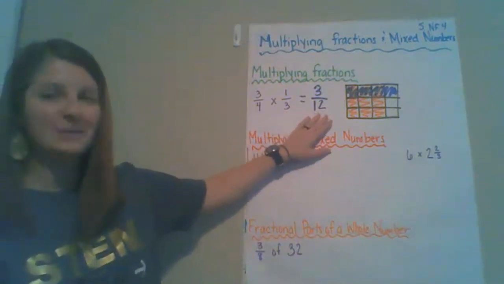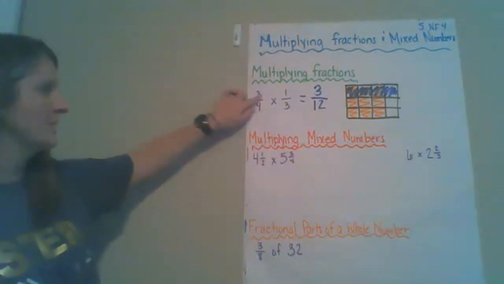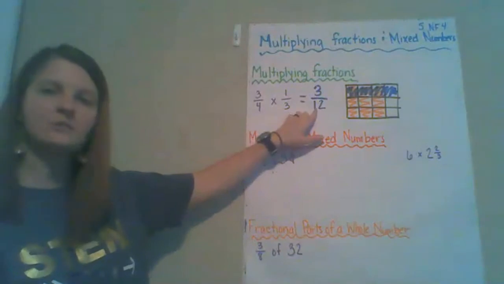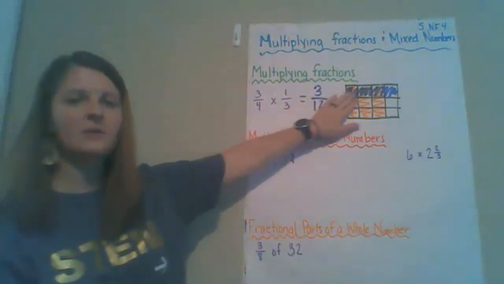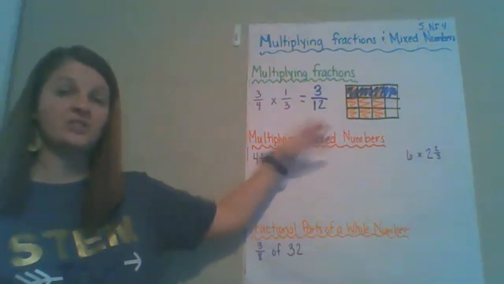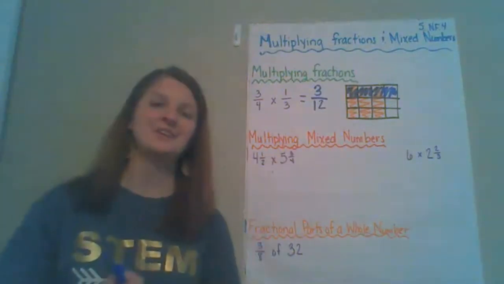All right. Some of you may notice though, 3 times 1 is 3. 4 times 3 is 12. Okay. So we want to make sure we understand our picture model before we just do it mathematically, okay?